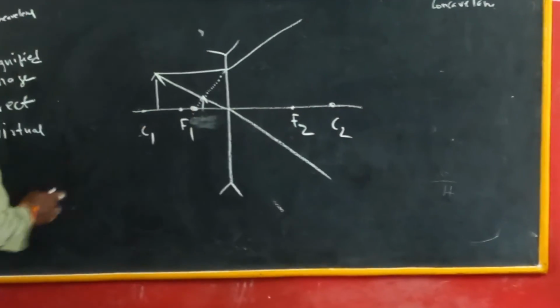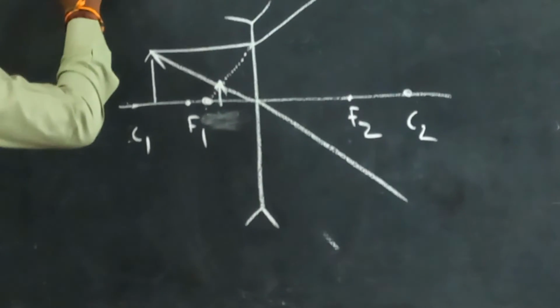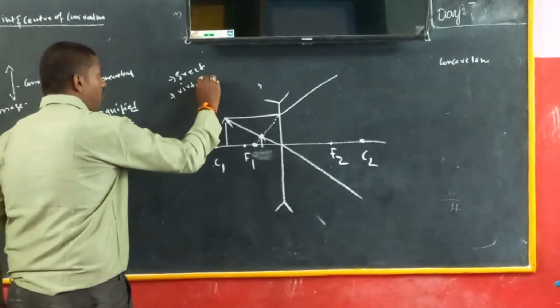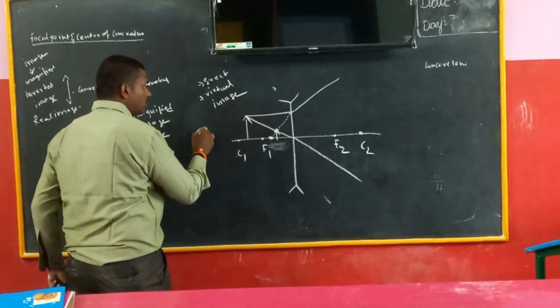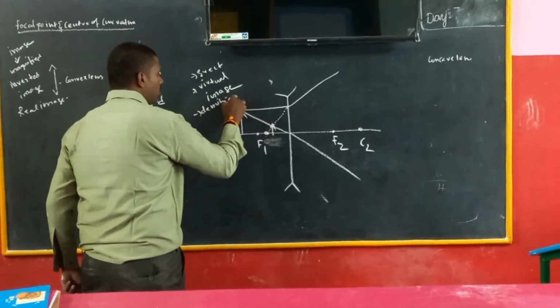The image which is formed here is an erect image. It is a virtual image formed on the same side, and it is a diminished image.